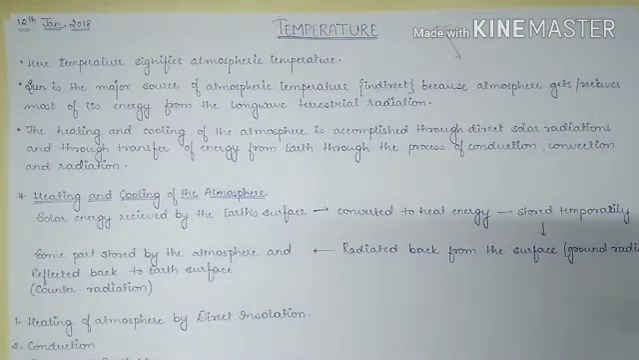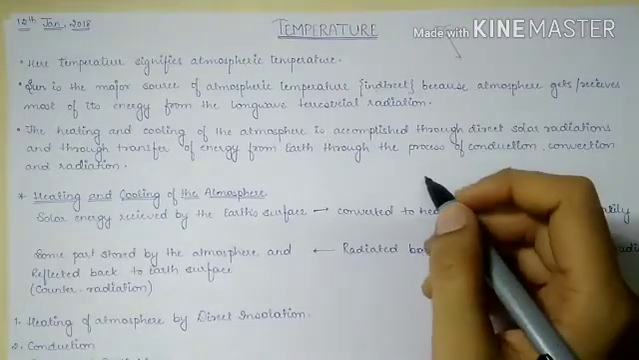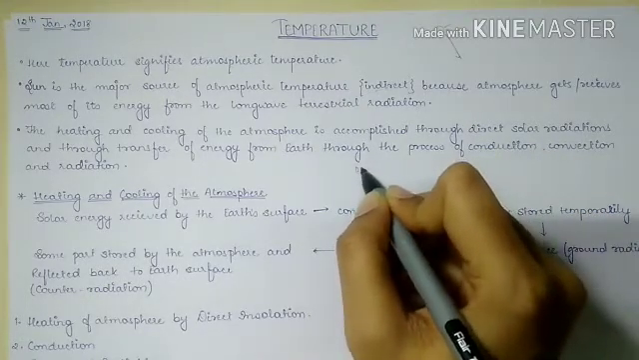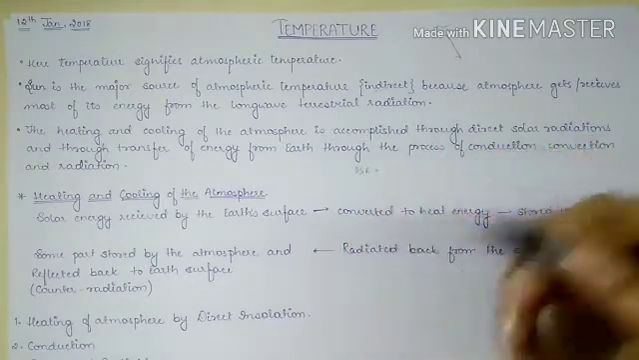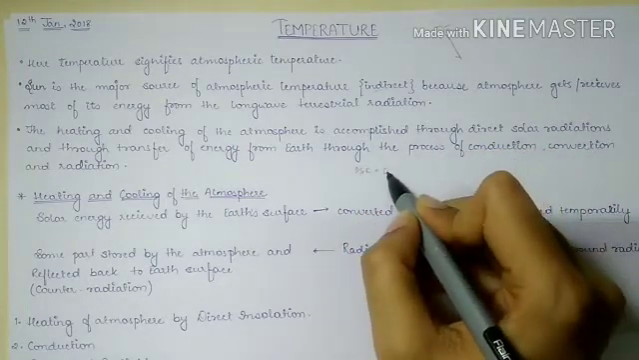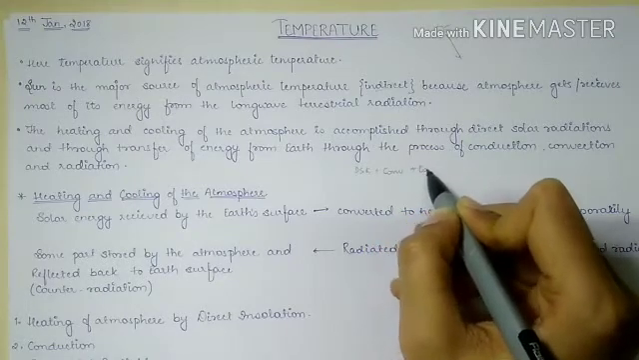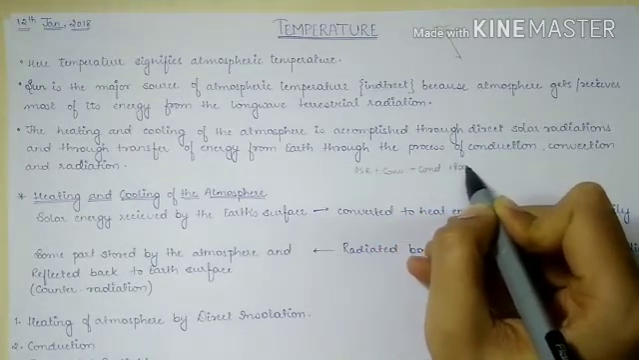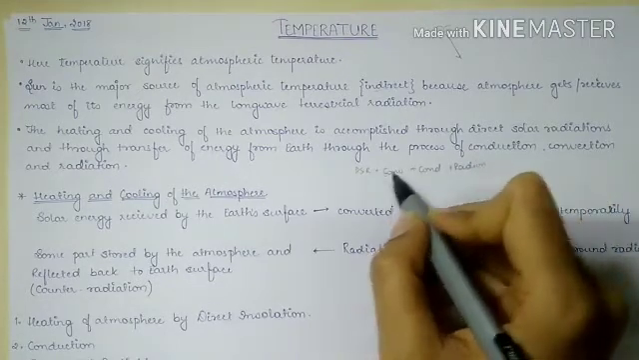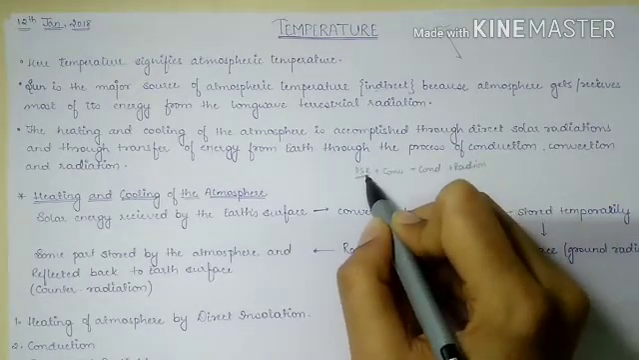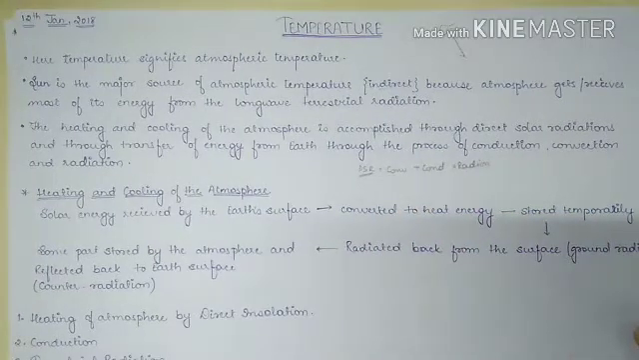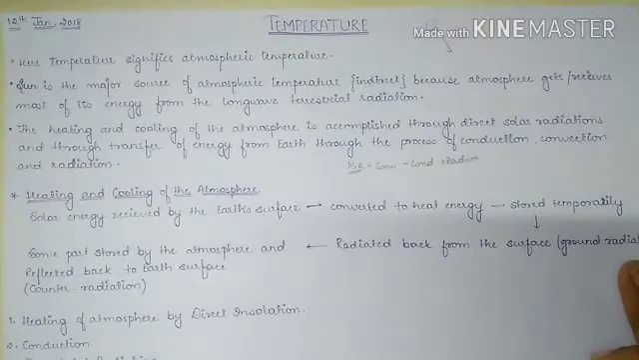And the heating and cooling of the atmosphere is accompanied through direct solar radiation, and through transfer of energy from the earth by the process of conduction, convection and radiation. So there are four processes. First is direct solar radiation. Next is transfer of energy from the earth via convection, conduction and radiation. And the least contribution will be of direct solar radiation. Now let's discuss the whole process of heating and cooling of the atmosphere.